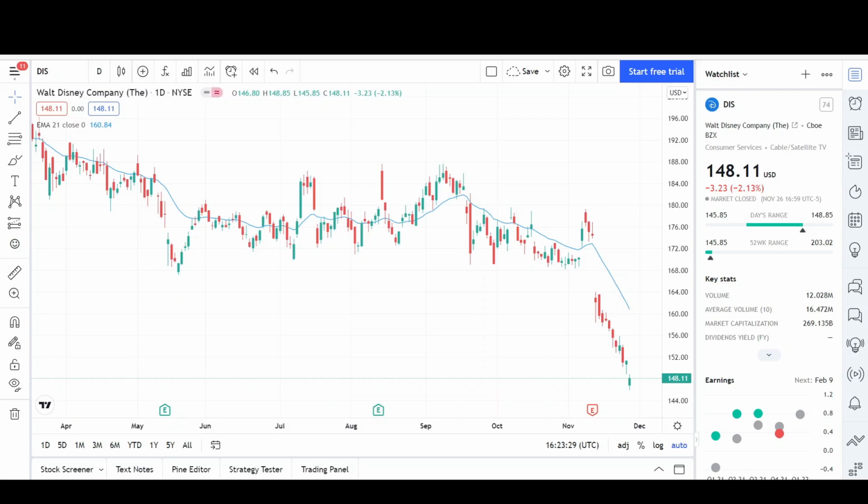What's up, traders? This is Vee Trades, and today I'll be doing a technical analysis breakdown for the Walt Disney Company with the ticker symbol DIS.